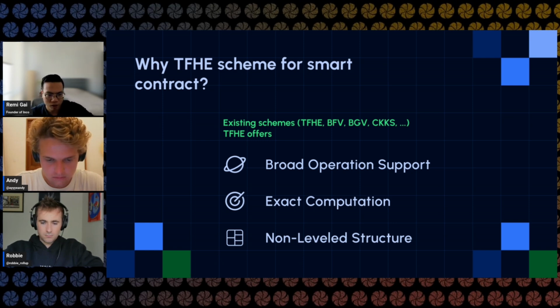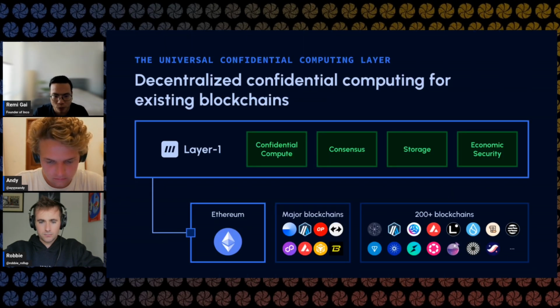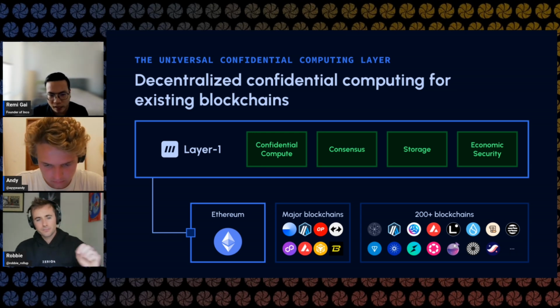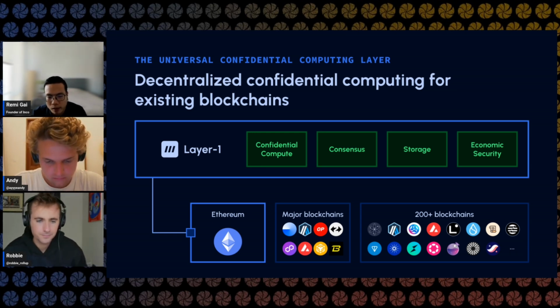So this is just, I guess, a high level introduction to the fact that there are other schemes as well. Some of them could also be more specialized for AI, machine learning. Some of them are more suitable for smart contracts. So what we're building at Inco here is essentially the confidential compute layer for existing blockchains.